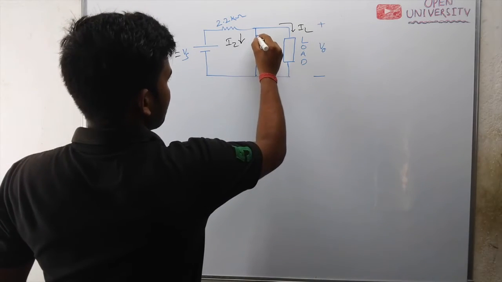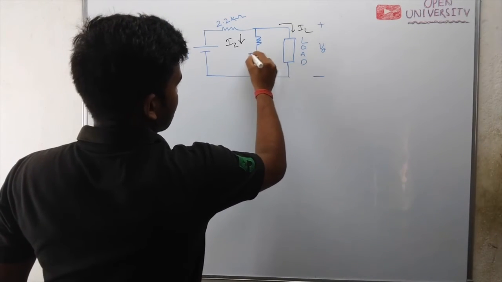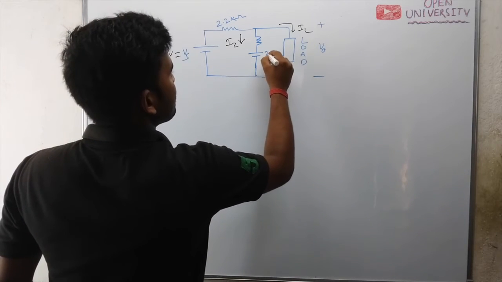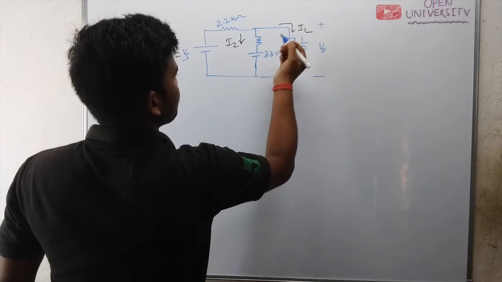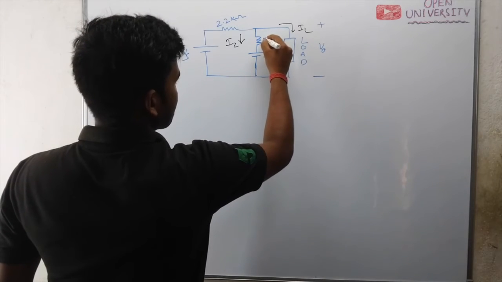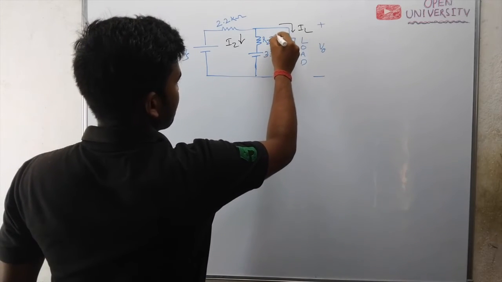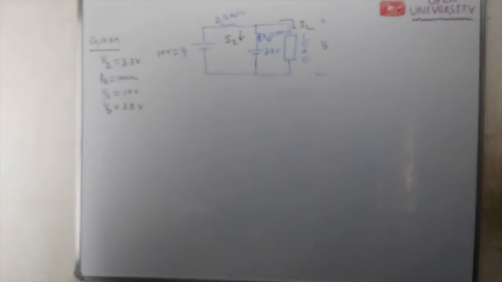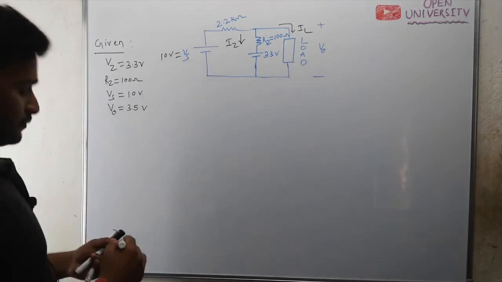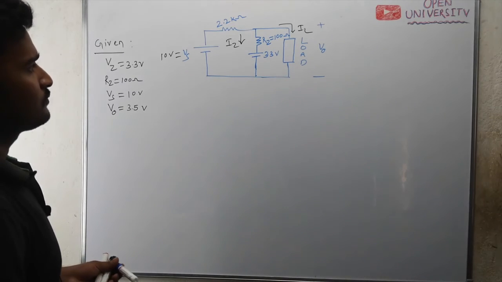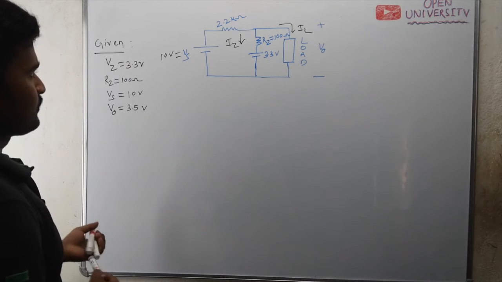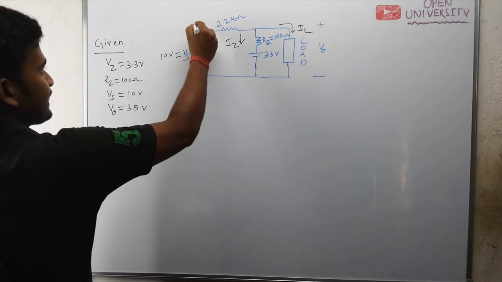This is how to replace the Zener diode, like this. Okay, Vz is 3.3 volt. This is your Vz, and Rz is given to be 100 ohm. This will be your Is.